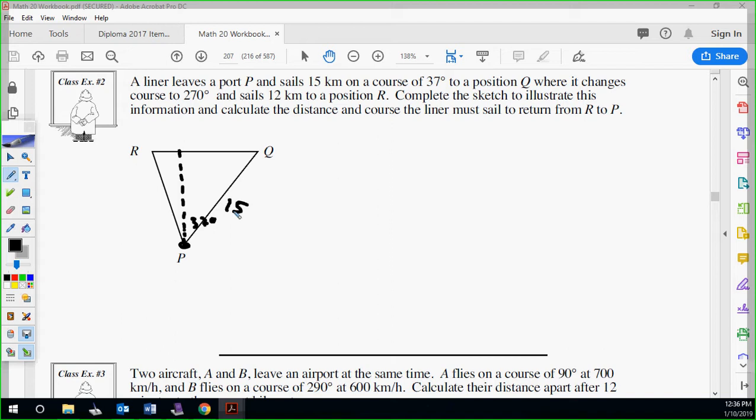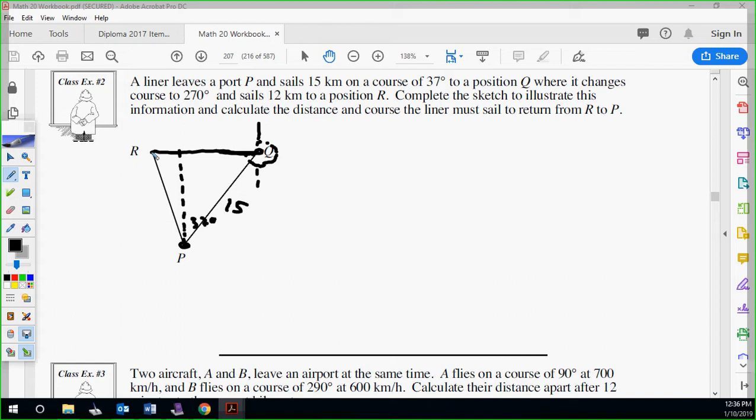To position Q, where he changes course to 270. So he's sitting here at Q after 15. So here's my north line, and he goes 270. So he goes 90, 180, 270. So essentially he went perpendicular, right? He took a hard left. Okay, so there's your 270. We'll use that to help us figure this out eventually. We can't figure out what that is yet. We'll talk about that in a second.